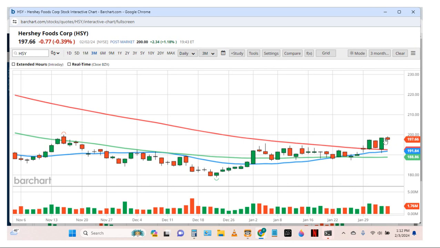So if price moves up on Monday or Tuesday over that 200 area, that would give you a nice risk reward with that tight candle. So that looks pretty good. Nice possibility there for Hershey Foods.